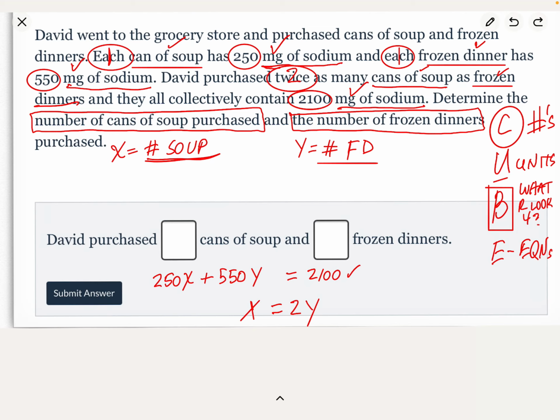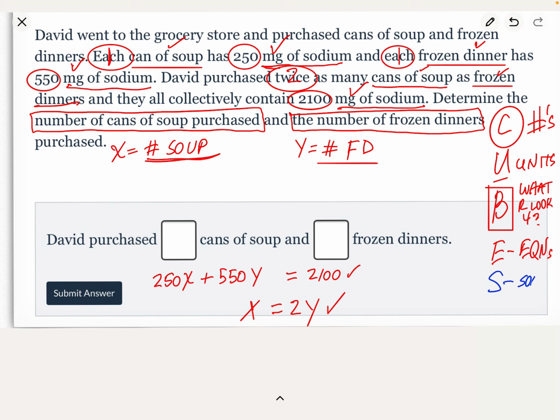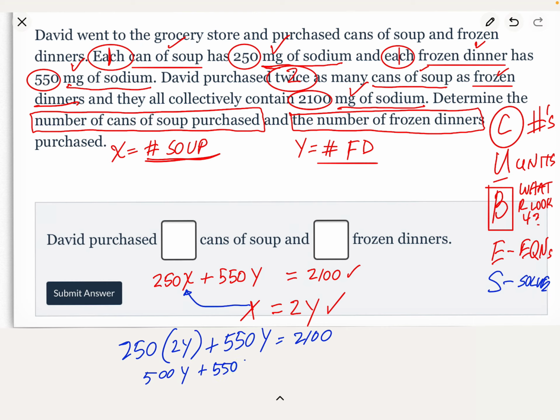So now that I've got my 2 equations, I can start to solve. That's the last step here. We're going to solve, and we're going to use substitution. Since x is by itself, I'm going to plug that in right there. So it's going to be 250 times, and I'm going to replace the x with 2y, and then I have 550y equals 2100. Now 250 times 2 is going to be 500, so I have 500y plus 550y equals 2100.